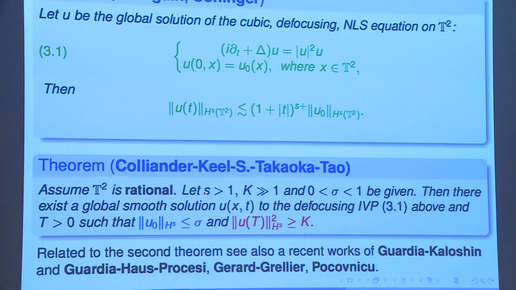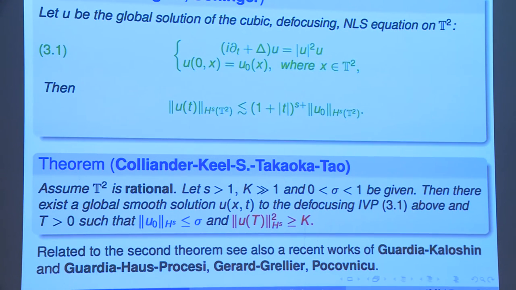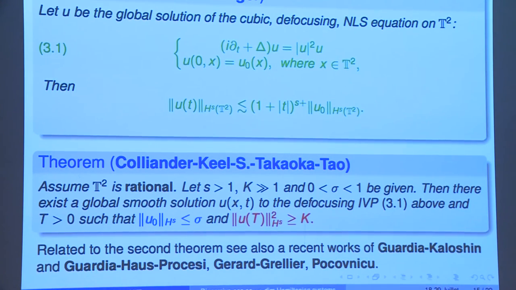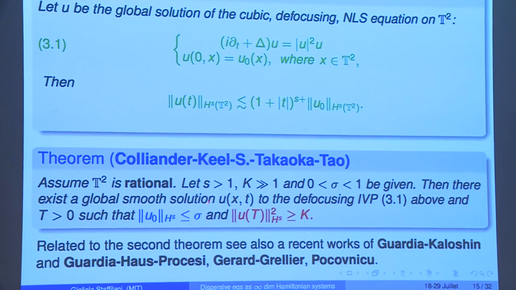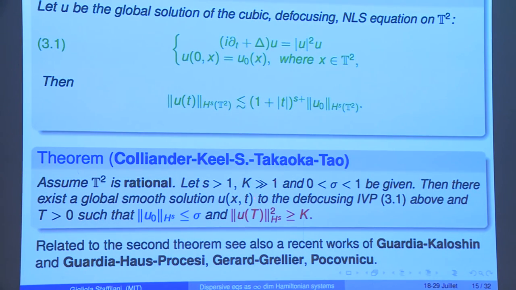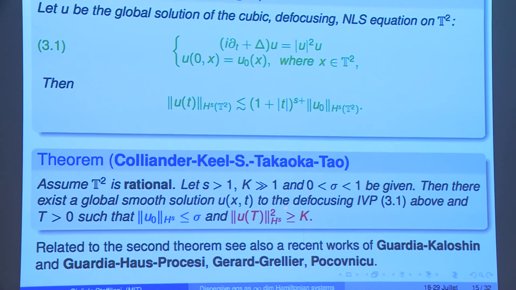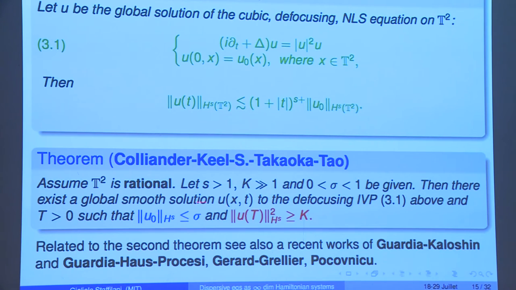Let's take s, which is greater than 1, and K, which is a large positive quantity, and sigma, which is a very small positive quantity. Then we can construct a solution for our cubic two-dimensional periodic problem, defocusing. Let's call it u(x,t), such that at time 0 was of this size for the H^s norm, so less than sigma.